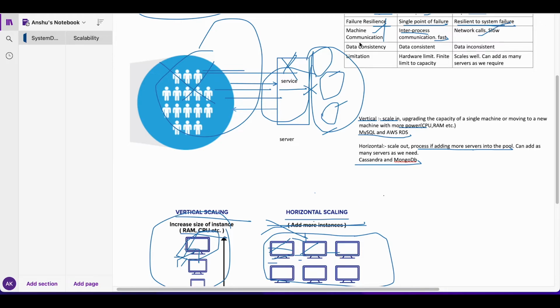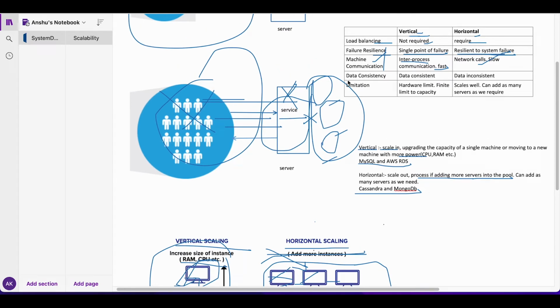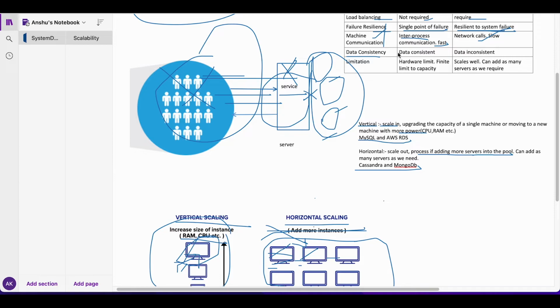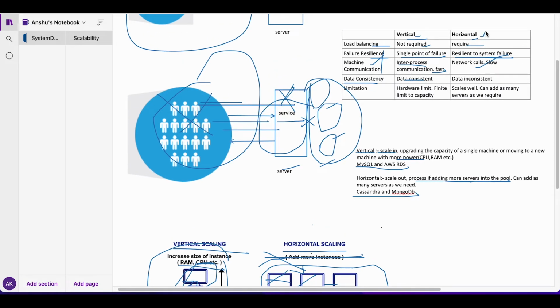Now the fourth point is data consistency. In vertical scaling, we will have data consistency because there is only one server serving all the requests, so data will be consistent for sure. But in horizontal scaling, data can be inconsistent because different servers are serving different requests. In that case, we will have data inconsistency.